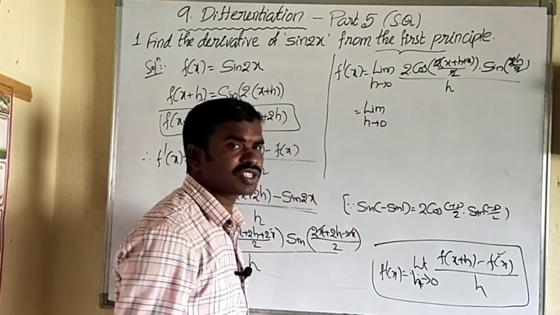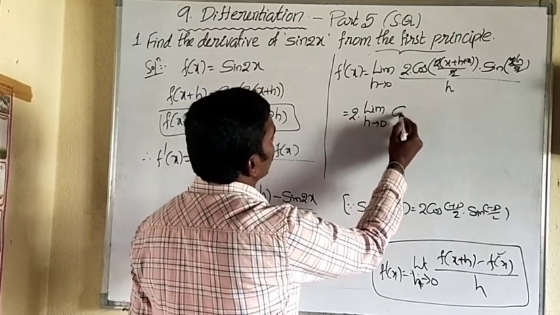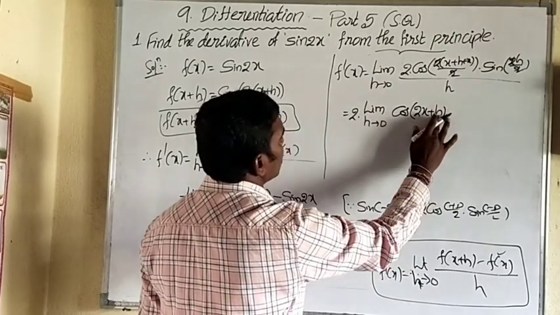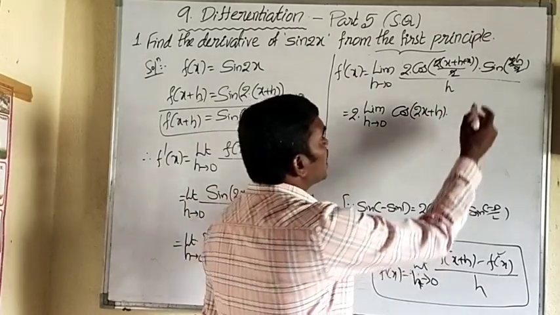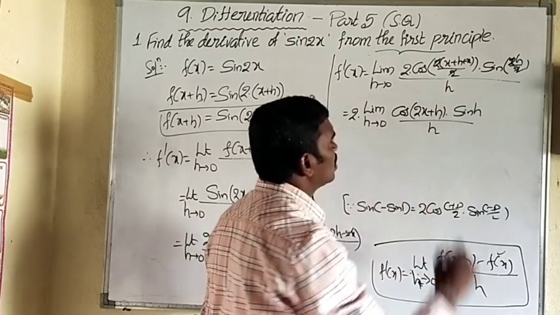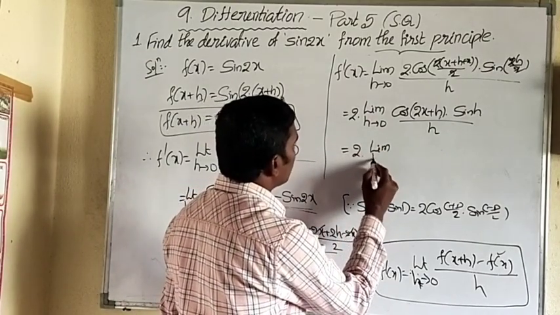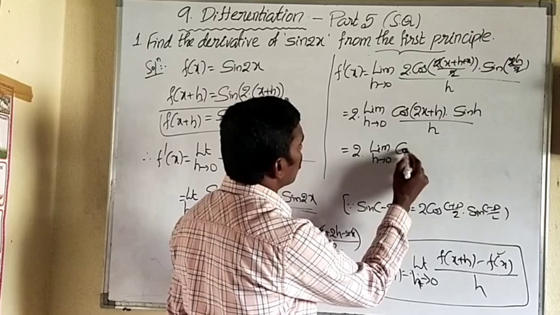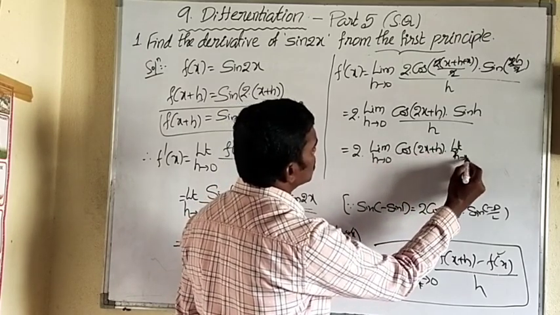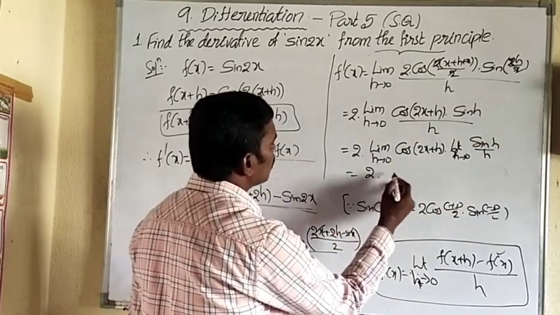See here 2 is a constant. We can write outside 2 into limit h tends to 0 cos of 2x plus h, okay, into, I'm taking this sin h as it is, sin h by h, okay. Next I'm going to simplify. 2 into limit can be applied everywhere, so limit h tends to 0 cos of 2x plus h, we can write into limit h tends to 0 sin h by h, okay.